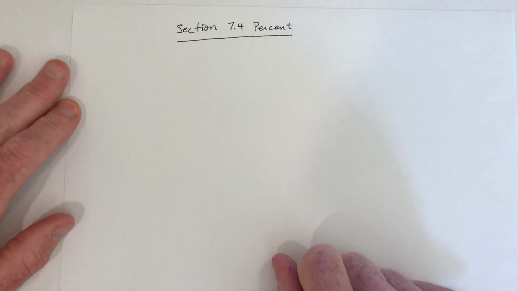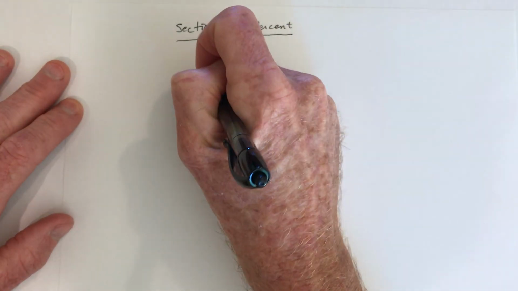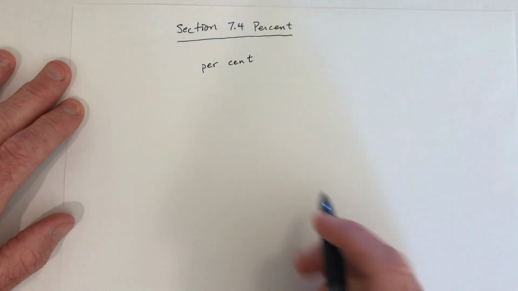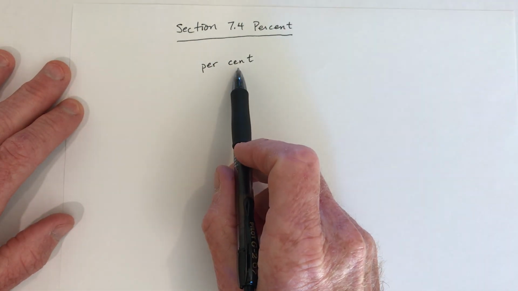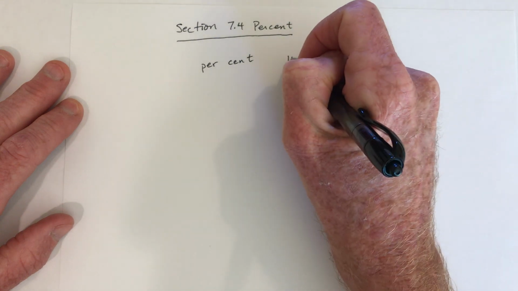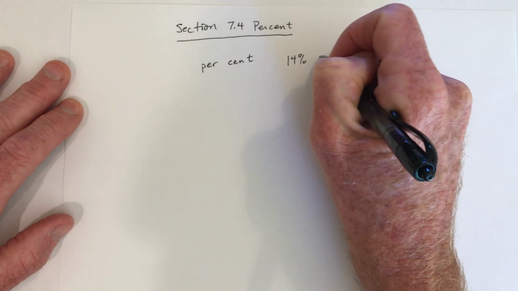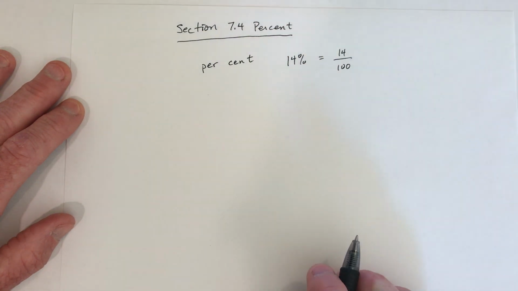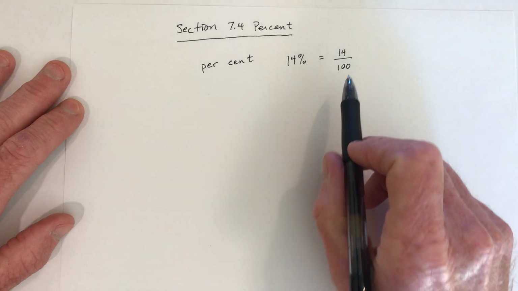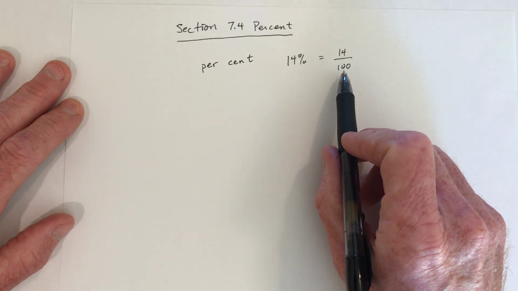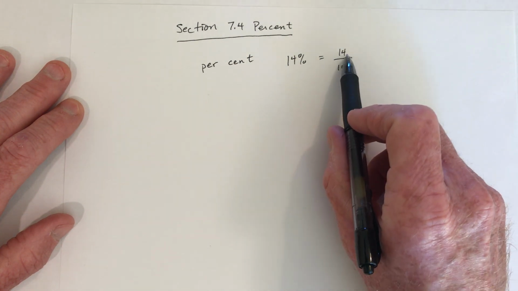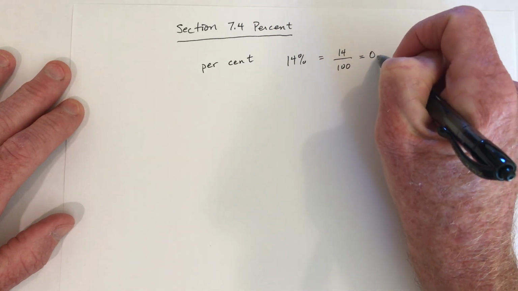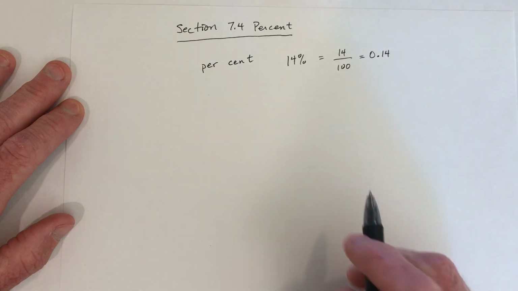And now let's talk about percent. So the word percent literally means per 100. So for example, 14% means 14 out of every 100. And then you can even write this in decimal form. When you divide by 100, it's going to move the decimal 2 places to the left. So the decimal form is 0.14.